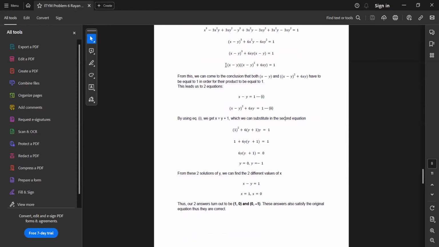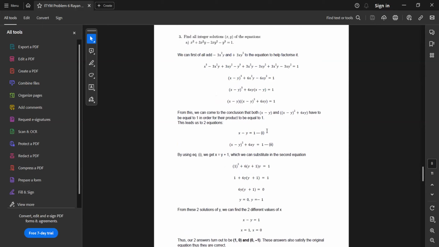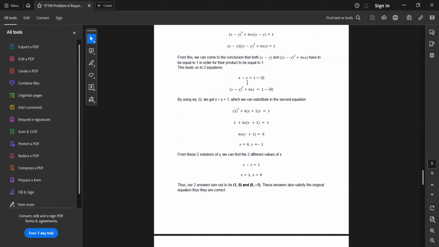Basically we took x minus y is equal to 1 and (x minus y) whole square plus 6xy is equal to 1, because of course the product of 1 and 1 is 1. So that would be our basic answers, at least for x and y. So here, of course, we have solved these two equations simultaneously.